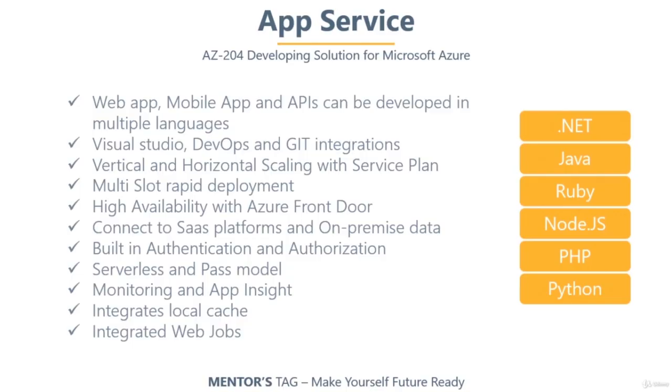This application can have multiple instances running at the same time, and you can get high availability across different regions using features like Azure Front Door. You can connect with existing SaaS platforms or the data running on your on-premise servers. You can also take care of security with respect to authentication and authorization. You can do this with either a pure platform as a service model, or if you want to convert this into a serverless architecture, you can do that also.